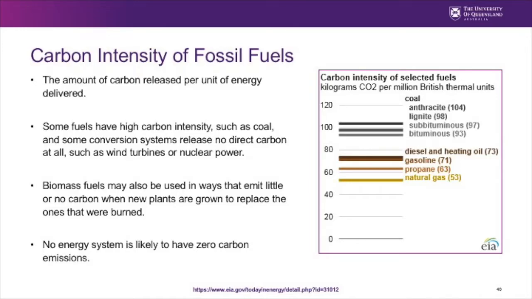It's important to remember that no energy system is likely to have zero carbon emissions. So here on the right figure, what I'm showing you is the carbon intensity values for coal, for diesel, gasoline, propane, and then at the bottom is natural gas from the fossil fuels. And we're going to analyze how these values are being calculated.